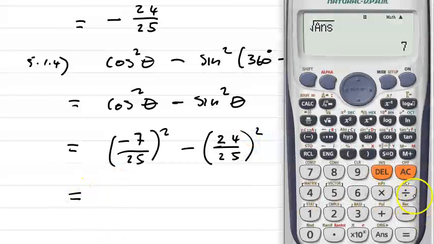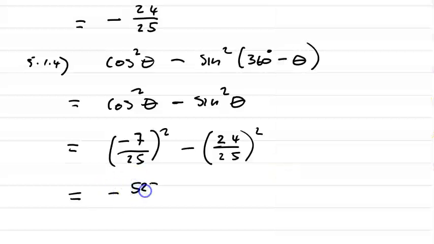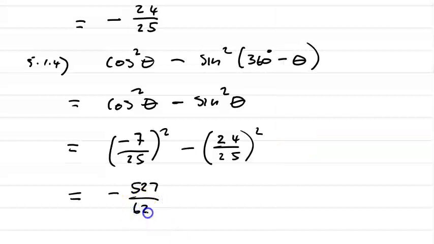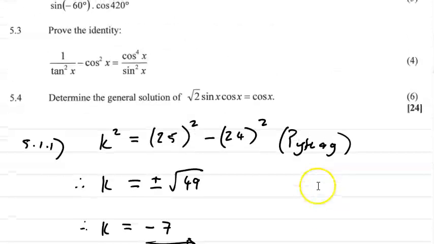And let's go put that in our calculator. So here we got minus 7 over 25 squared minus 24 over 25 all squared equals minus 527 over 625. Let's write that down. Minus 527 all over 625. Now let's go look at our next question.